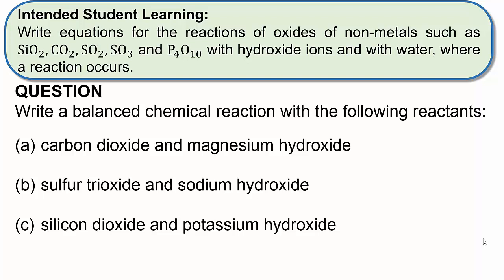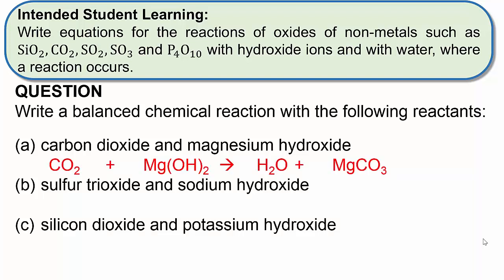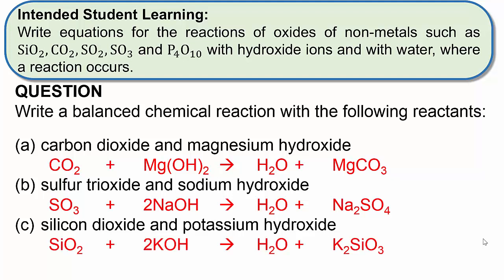So the answer to the first one would be CO2 plus Mg(OH)2 goes to water and magnesium carbonate. Second one, we've got sulfur trioxide plus sodium hydroxide goes to water and sodium sulfate. And then silicon dioxide plus potassium hydroxide goes to water and potassium silicate.